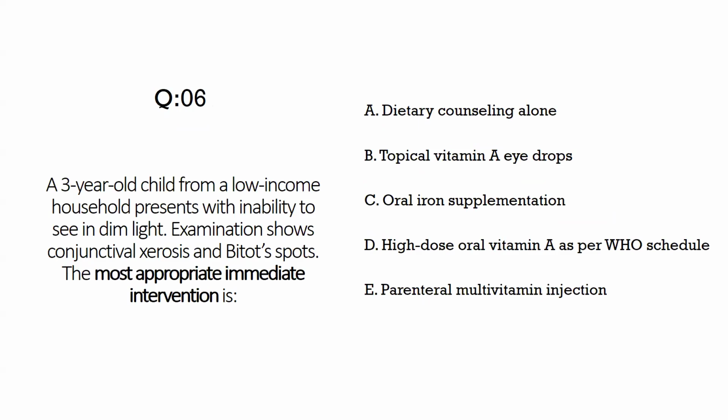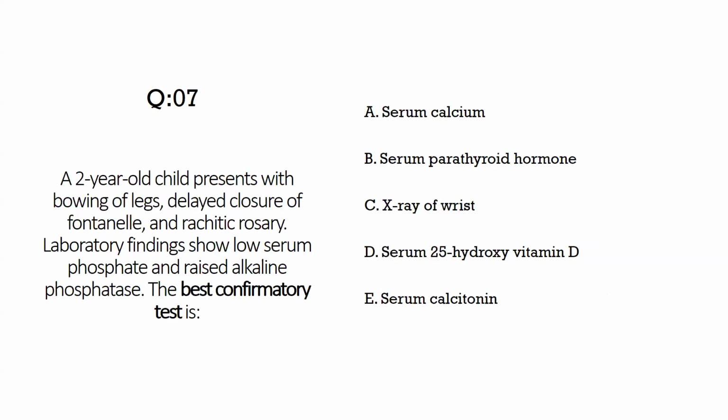Question number six: a 3-year-old child from a low-income household presents with inability to see in dim light. Examination shows conjunctival xerosis with Bitot's spots. The most appropriate immediate intervention is option A, dietary counseling alone. Option B, topical vitamin A eye drops. C, oral iron supplementation. D, high dose oral vitamin A as per WHO schedule. Option E, parenteral multivitamin injection. D. Yes, D is the right answer.